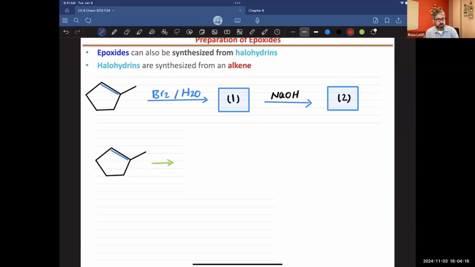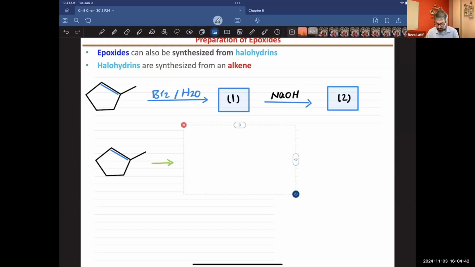Now we said we can take a double bond and treat it with bromine in the presence of a polar protic solvent like water, and that's going to give us a product. We'll call it product number one, and later we will treat it with a strong base, and the strong base will take the H from the OH and it will give us an epoxide.